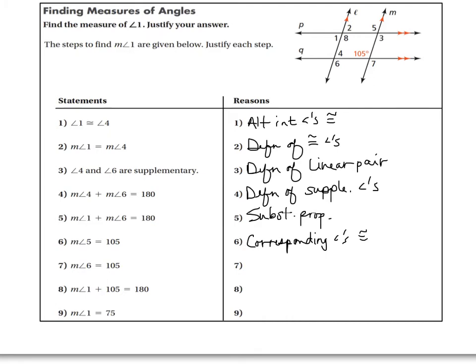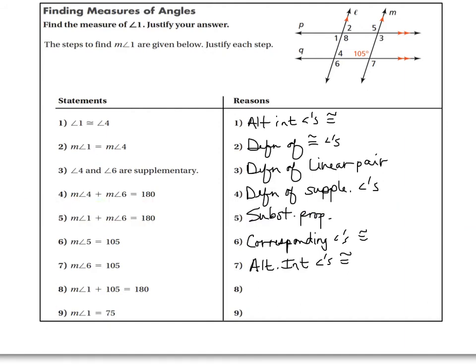Okay. Now, angle 6 and angle 5. As you're looking at the picture, angle 6 is right here, angle 105 is right there. These two are equal because they are alternate interior angles. So we know that alternate interior angles are congruent. Okay? You're looking at the positioning of these angles.